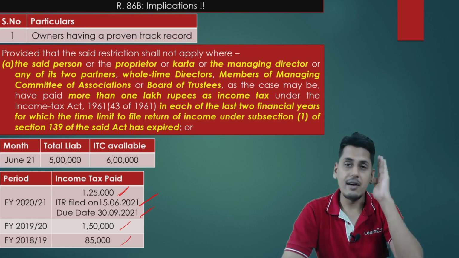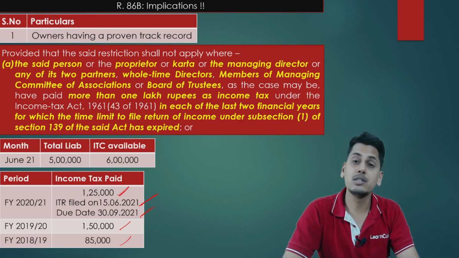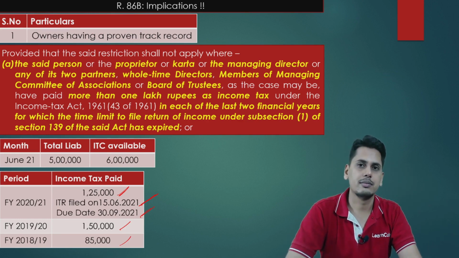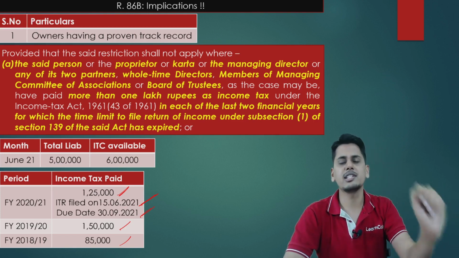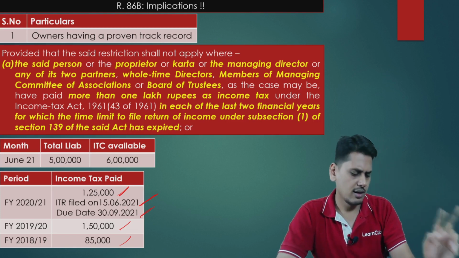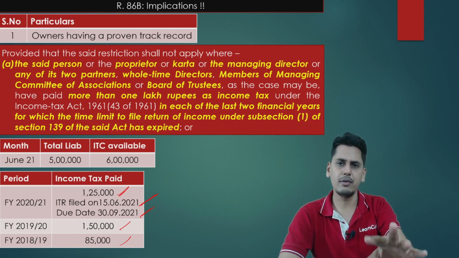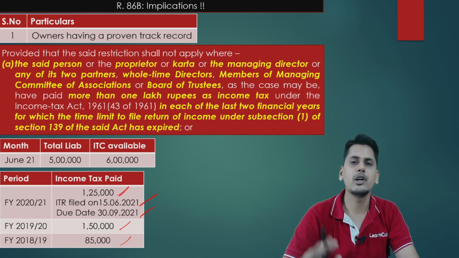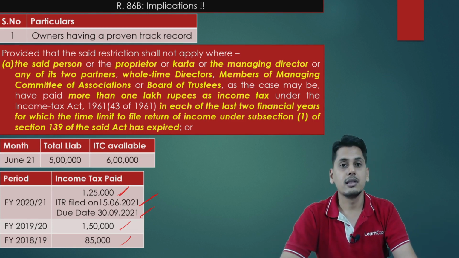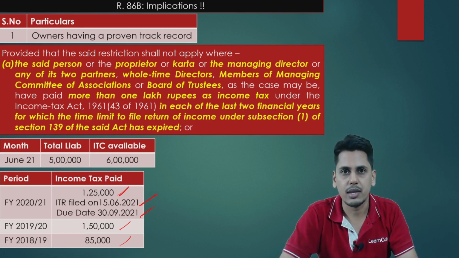Friends, if you rely on a general understanding, things won't work out in tax laws. Had you got a general understanding, what would have been the answer? Last 2 years, okay, 125, 150, agreed. 86B not applicable. But friends, the wordings are very, very specific.